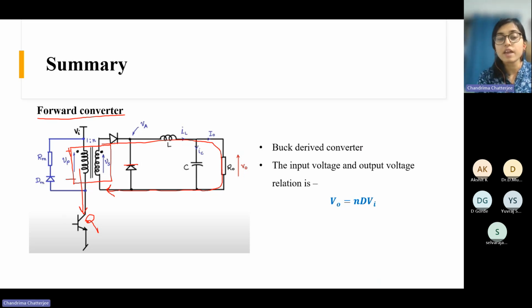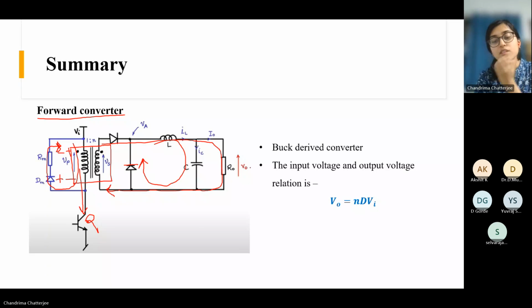Then when you turn off Q, now current can't flow through this winding, right? Because now this path is open. The relative polarity gets reversed because you are interrupting the current. So now it needs some path to flow. That's why this diode and these resistances are given, so that the current can freewheel over here. And now this other diode will not conduct. The inductor current will freewheel through this diode, just like the buck converter. So this portion is exactly the same as the buck converter: the inductor, this diode, and the capacitor.